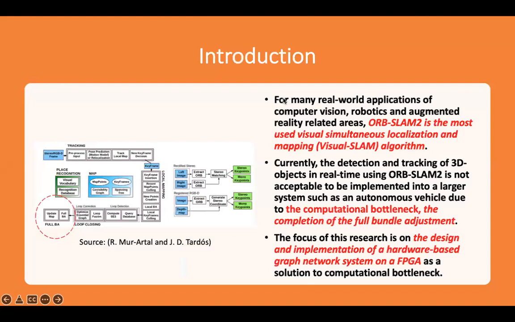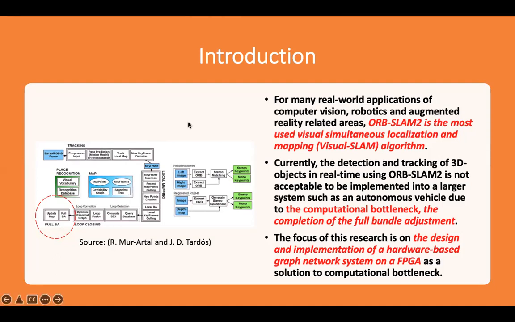To give a quick introduction, for many real-world applications in computer vision, robotics, and augmented reality related areas, ORB SLAM 2 is the most used visual simultaneous localization and mapping, also known as visual SLAM, algorithm. Currently, the detection and tracking of 3D objects in real time using ORB SLAM 2 is not accepted to be implemented in a larger system such as an autonomous vehicle due to the computational bottleneck, which is the completion of the full bundle adjustment.